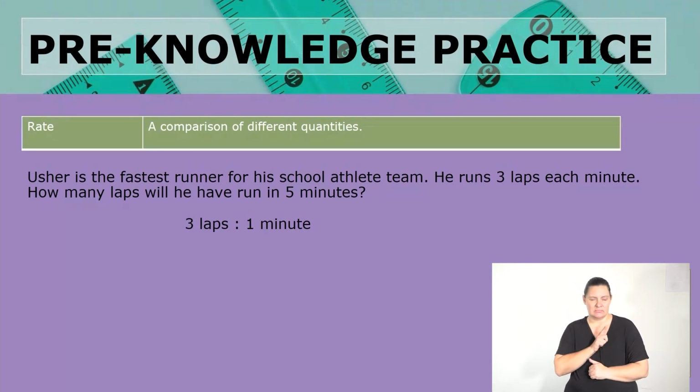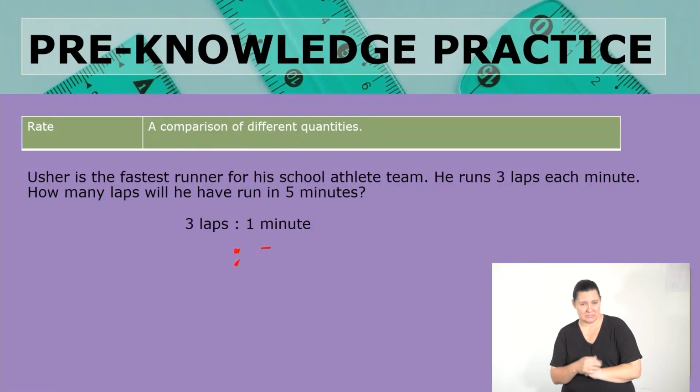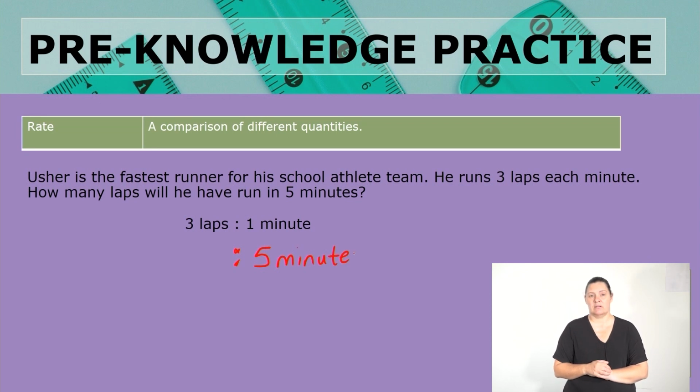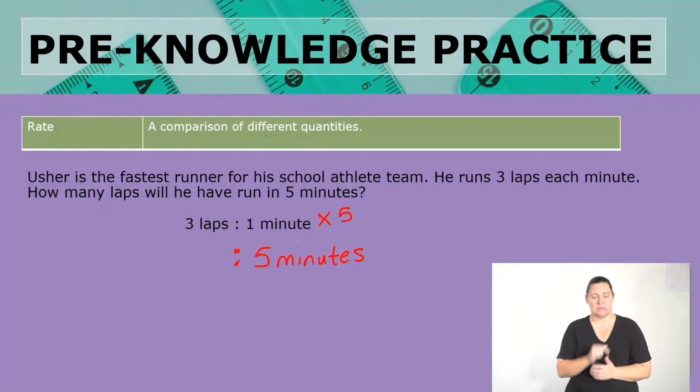So we've been told here that Asha runs 3 laps in 1 minute. That means 3 laps takes 1 minute. That is his rate. His rate is 3 laps per minute. But how are we going to get to 5 minutes? Do you know? Yes. If you said we are going to multiply by 5, you are correct. Because when we are moving from one rate to another rate, we need to use multiplication or division to simplify. So, because we have multiplied by 5 on the right, we now need to multiply by 5 on the left as well.